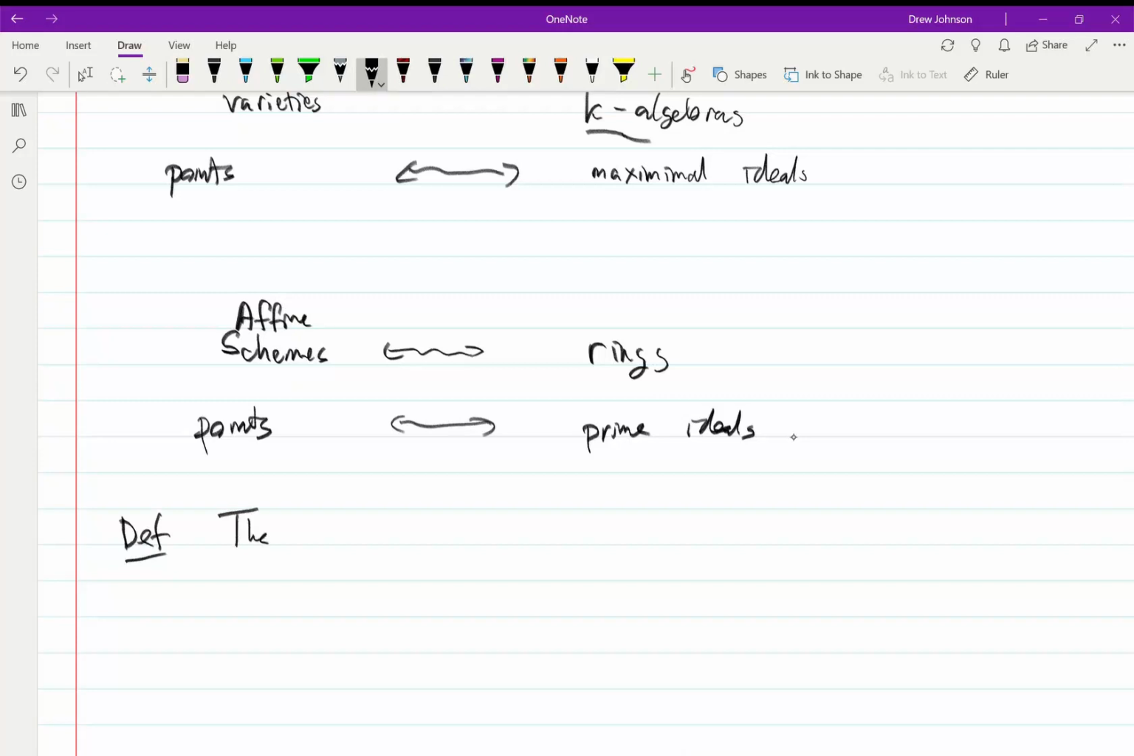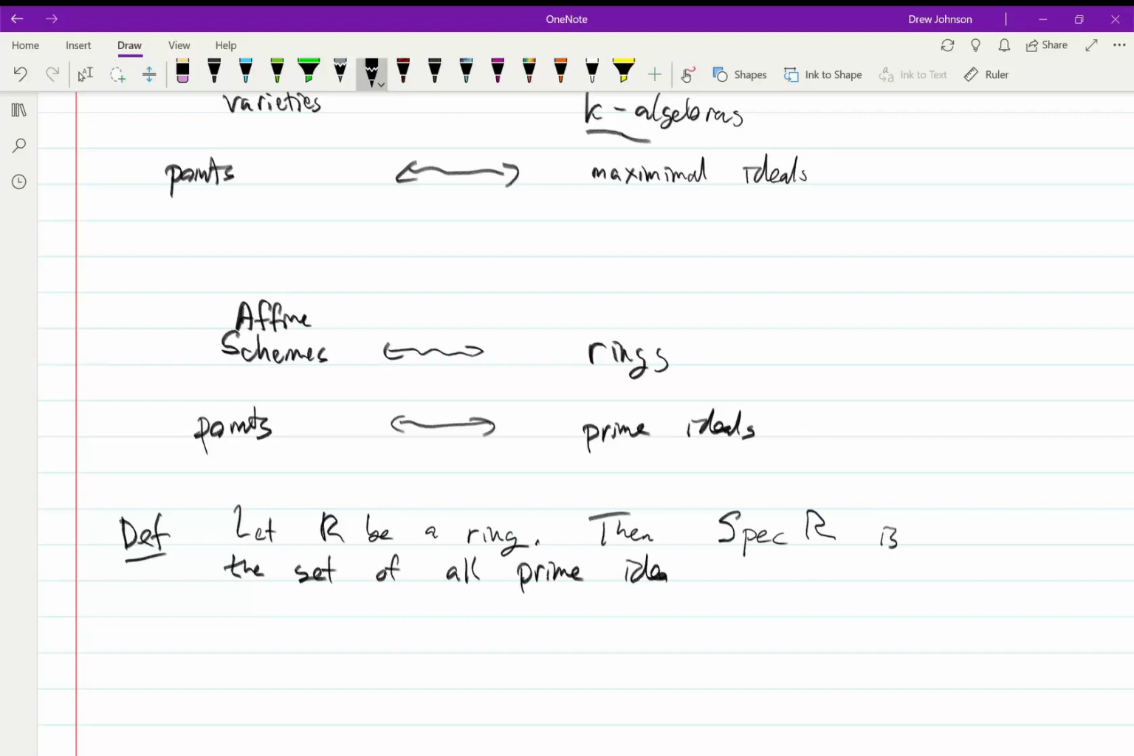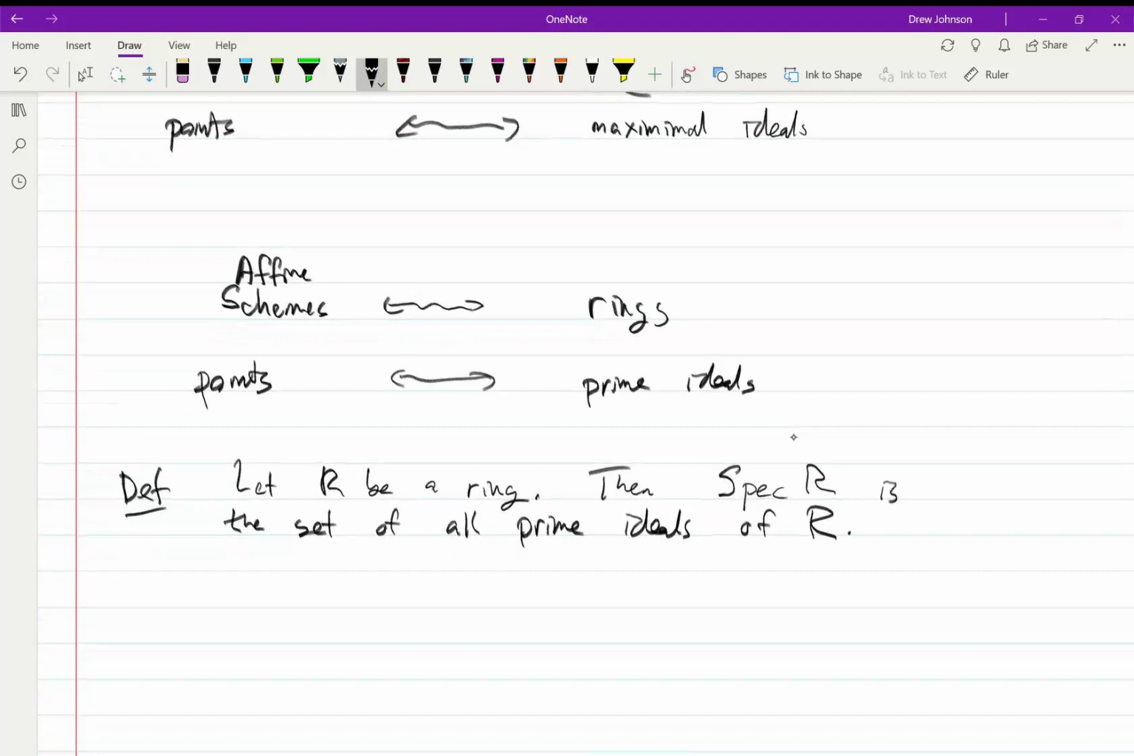So let R be a ring. We're talking about commutative rings with 1. Then spec R, so spec standing for spectrum, is the set of all prime ideals of R, and it's called an affine scheme. Spec R is called an affine scheme.